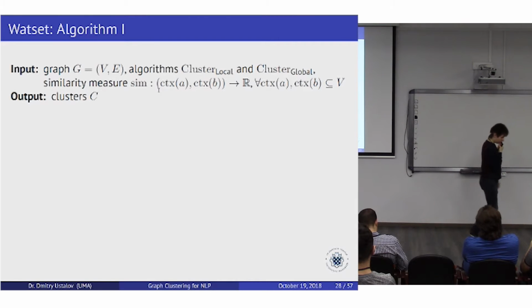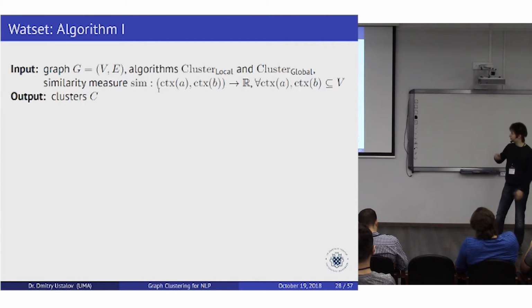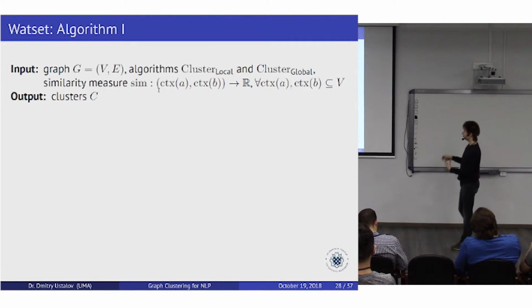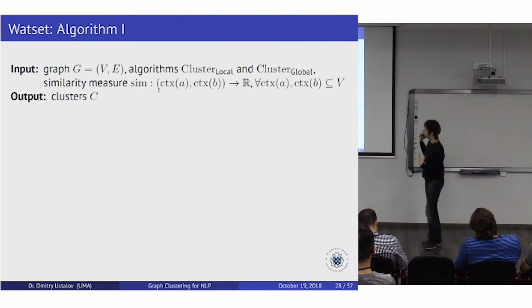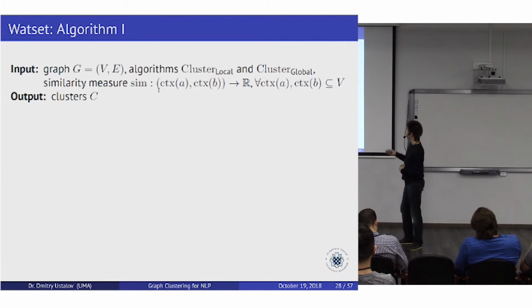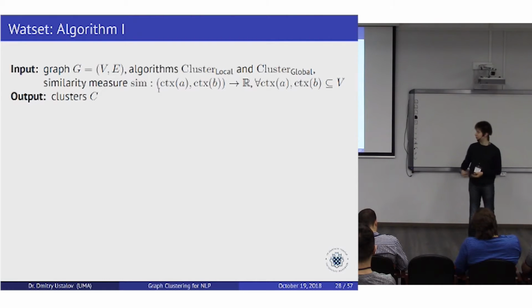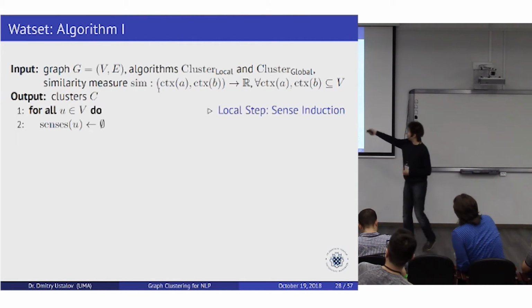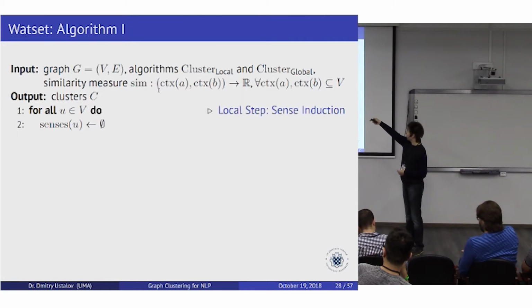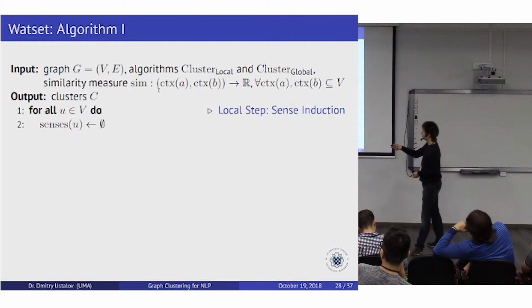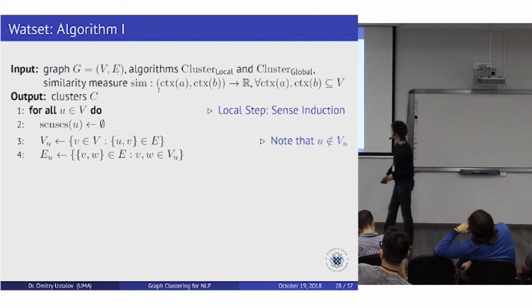When all these senses are induced, you construct the sense graph, this representation, and you cluster this representation using another hard clustering algorithm. And basically, all you need to do is to remove the sense labels, and you get the soft clustering. That's a very simple idea. You need the similarity measures between contexts, and actually, that's it. You got the clusters out as a result.